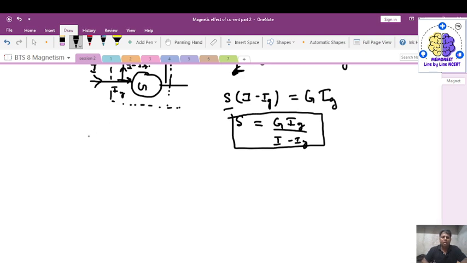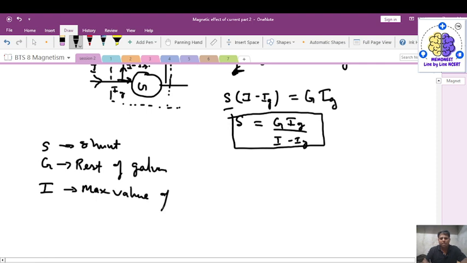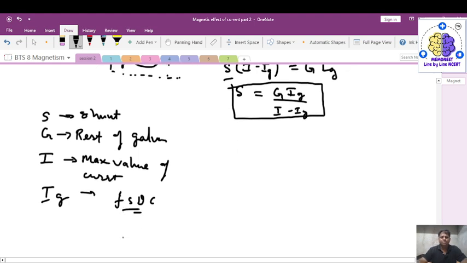Now in this formula, first, S is the shunt which we need to calculate, which we need to connect to the galvanometer. G is the resistance of the galvanometer. Then I will be the maximum value of current which we will be measuring with the galvanometer. Ig is the full scale deflection current.